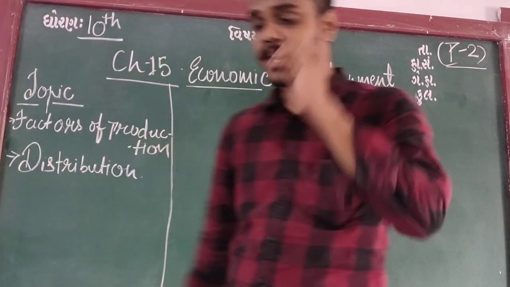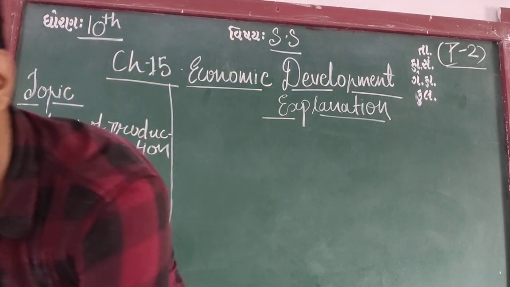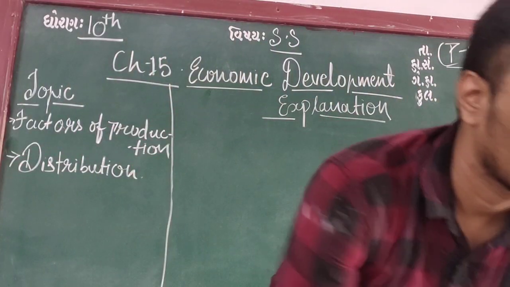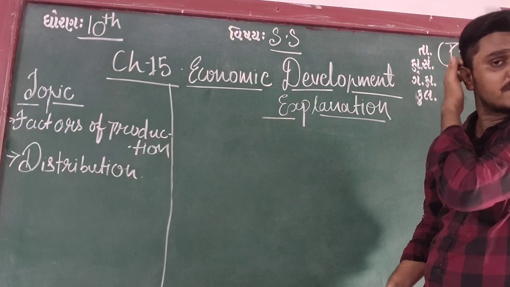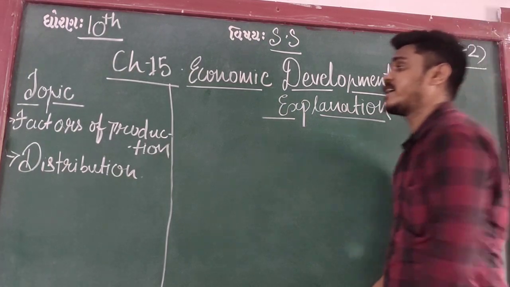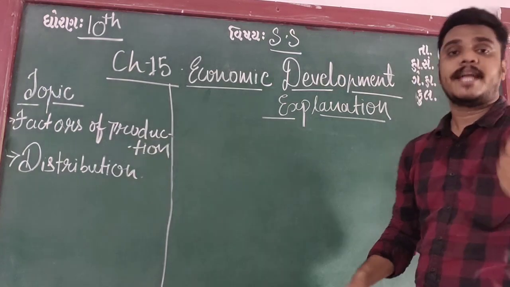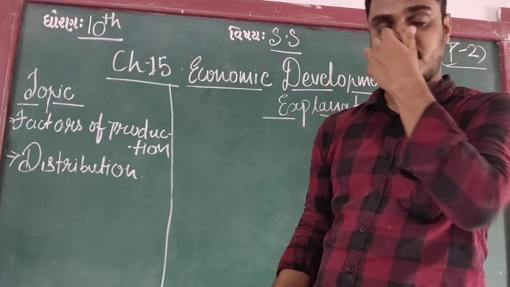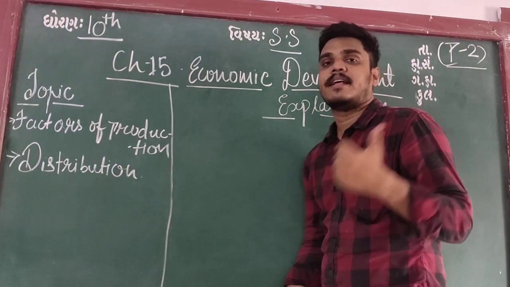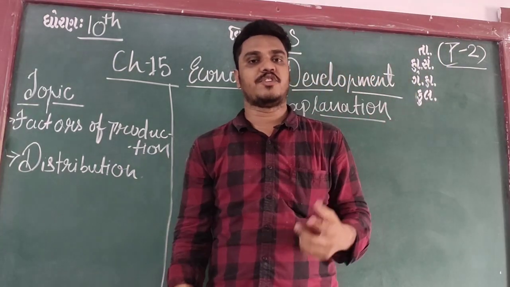Yes. Now we have factors of production. The most important things that are considered in factors of production are land, capital, labor, and entrepreneurship. Not three, four. Land, labor, capital, and entrepreneurship.